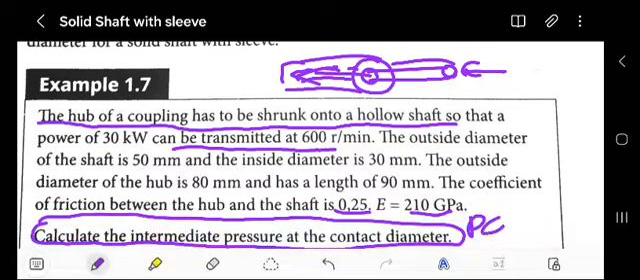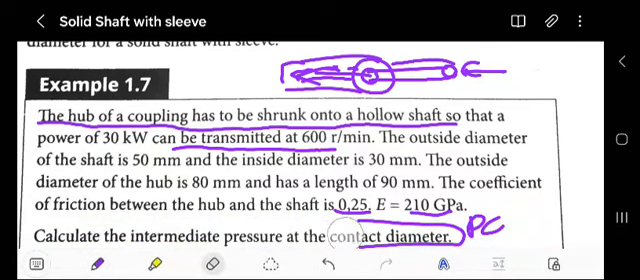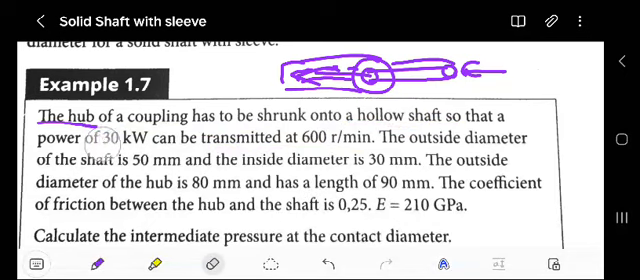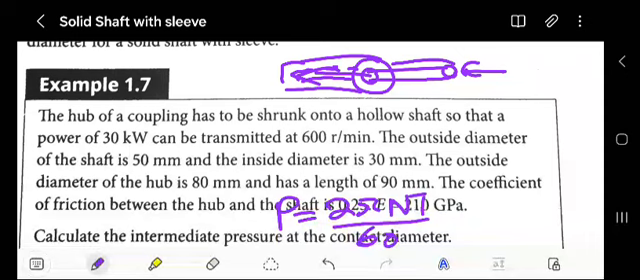This one, guys, I won't do it for you. I will just simply show you the example, because it's simple. You're given power. If you are given power, you know that power is 2 pi n T over 60. If you have power, then you will find torque.